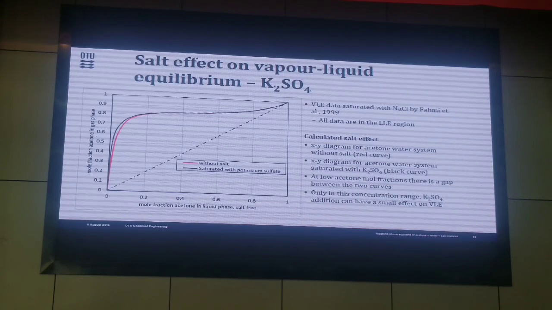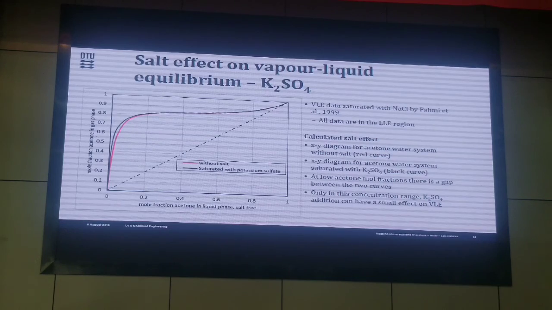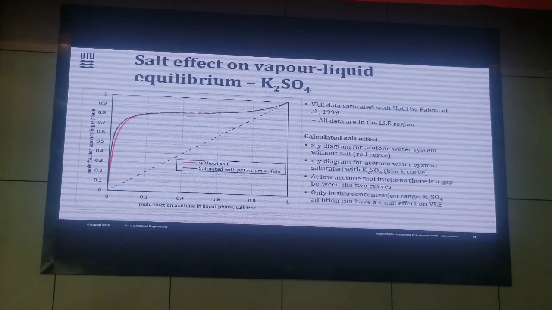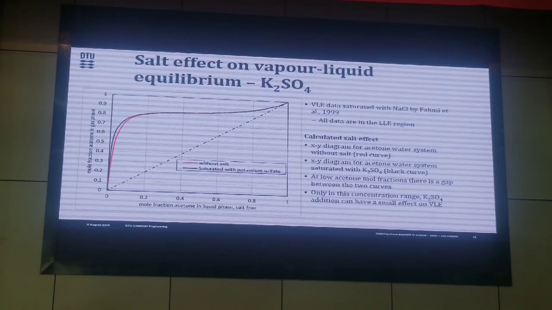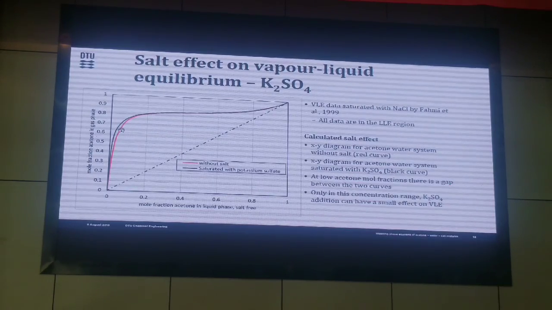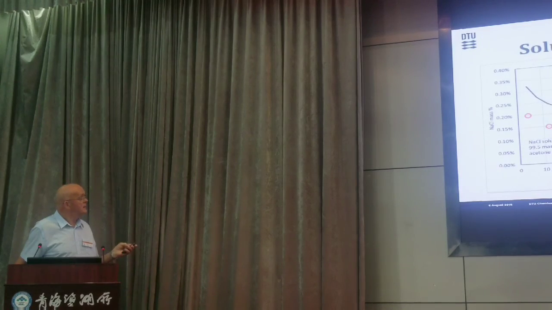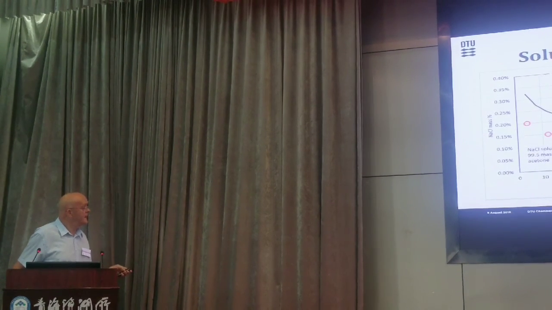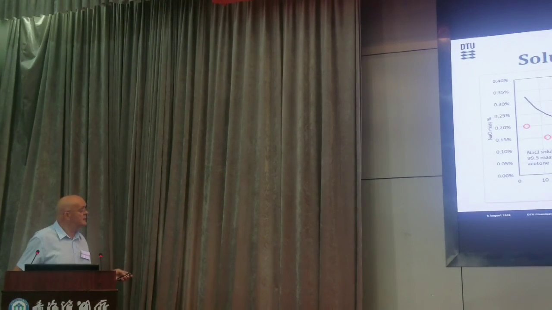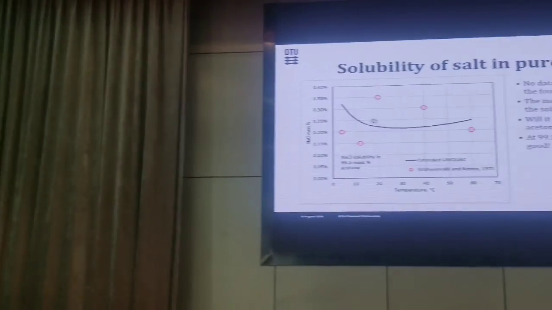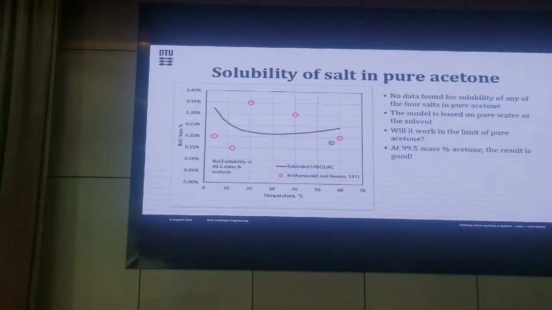And I calculated the vapor-liquid equilibrium with K2SO4. K2SO4 is the only one of these salts that doesn't cause liquid-liquid equilibrium. You can see that the salt effect is mostly over here at a very low acetone concentration. And there the black line, this is the system, is quite close to the experimental data. This is from 5 degrees up to 60 degrees, sodium chloride solubility. So there is some scattering, but the tendency, I think, is quite good.